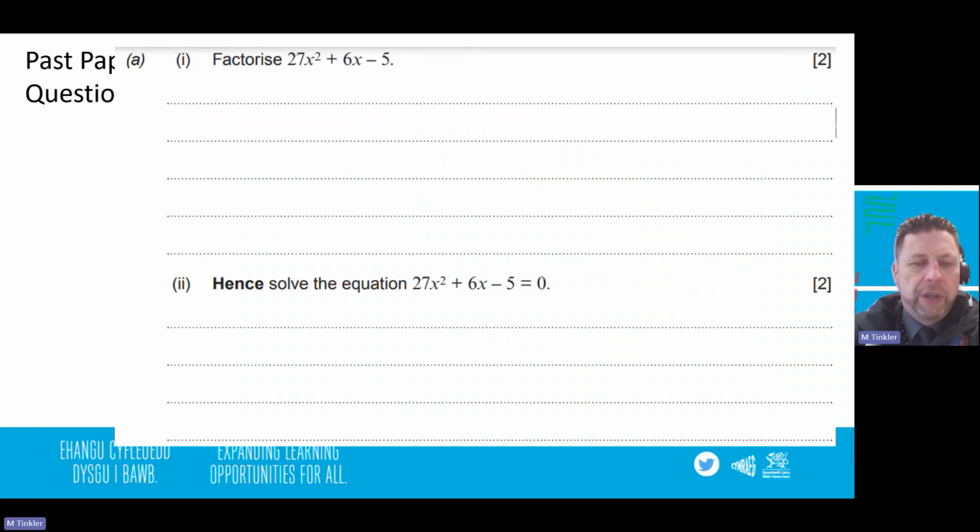So here's my next question. Just a generalish factorising question. Not the easiest because 27's on the front, but 5's on the back, and nice, that's a prime number. So I'll let you have a go at factorising that.